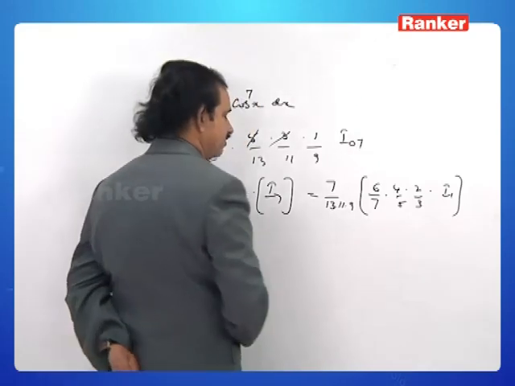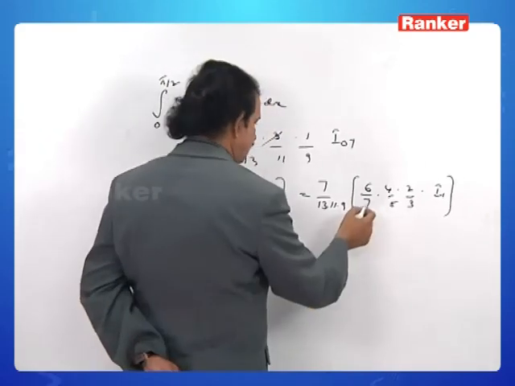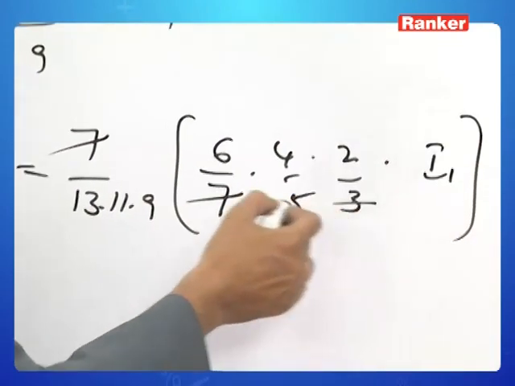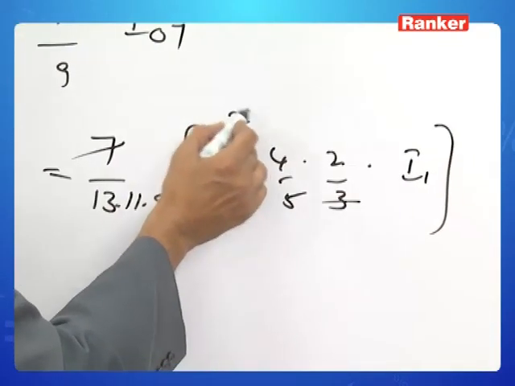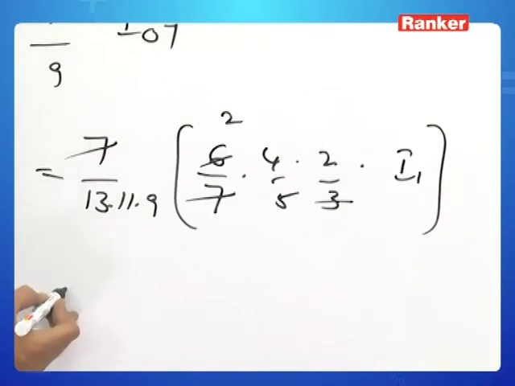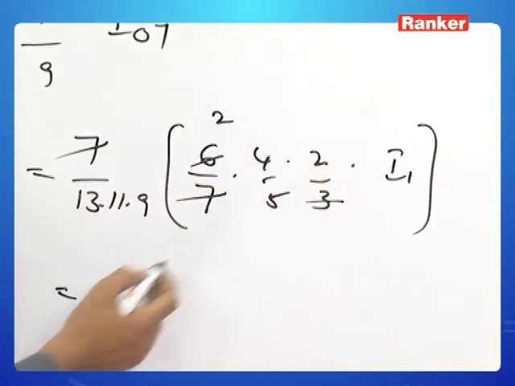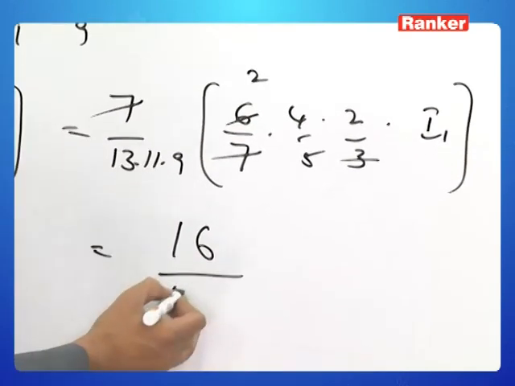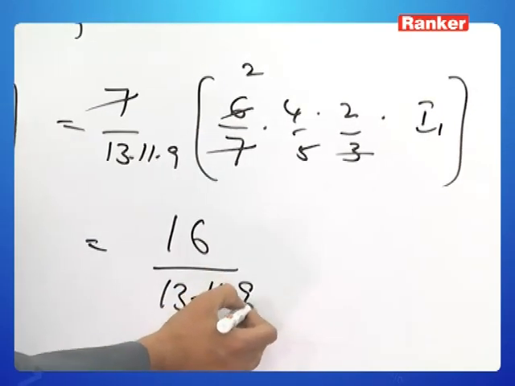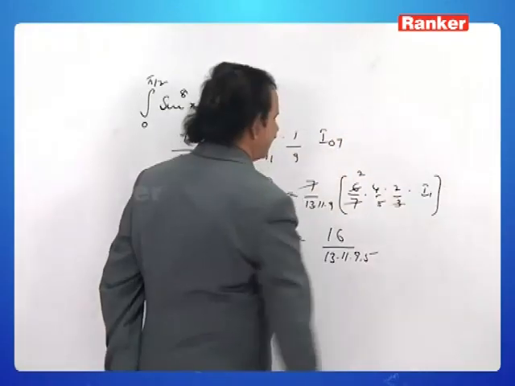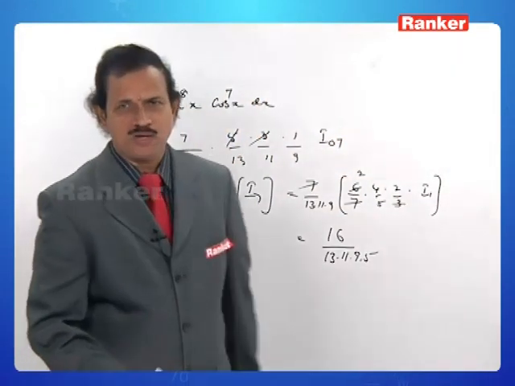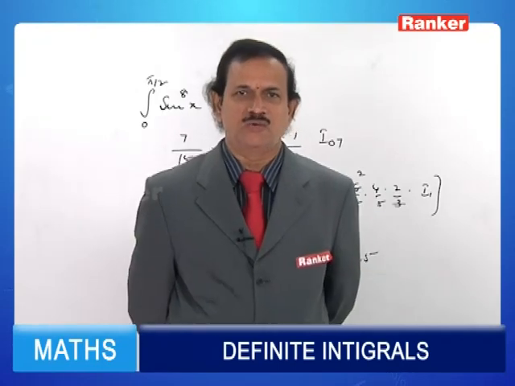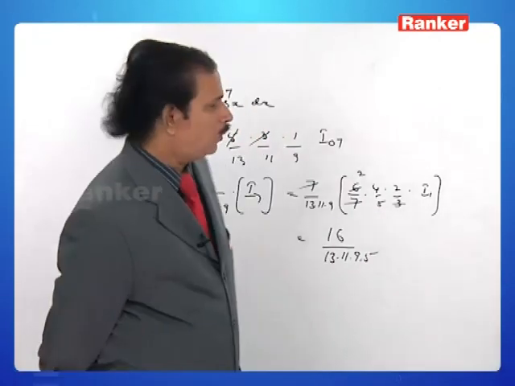Now let us observe, any more cancellations possible? 7 and 7 go away. Okay, 3 goes 2 times. Any more? No more. 2 4s are 8, 8 2s are 16. 16 is in the numerator, and in the denominator 13 into 11 into 9 into 5. That's all. What about I1? I1 is nothing but 1, so you can ignore that. That is the answer. Well done.